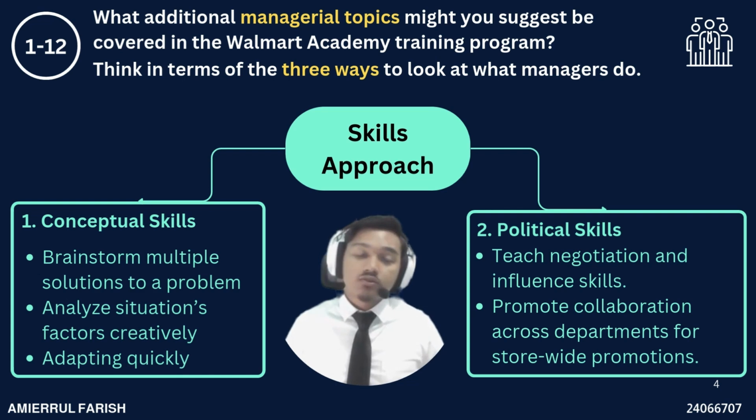So the last one is the skills approach. For the skills approach, we have two, which are conceptual skills and political skills. For conceptual skills, managers need to be able to brainstorm multiple solutions to a problem. Managers also need to analyze situations creatively, and then they need to adapt quickly. The next one is political skills. When managers need to deal with purchasing inventory, they will purchase in bulk. So managers should have negotiation skills to get better deals and reduce costs for the company. And then managers should be able to promote collaboration across departments.